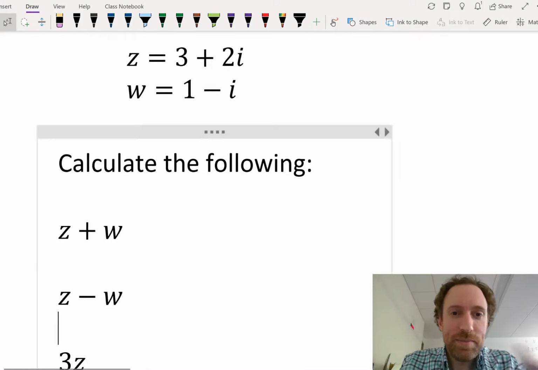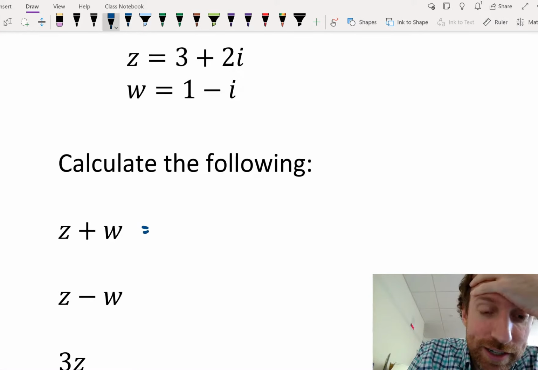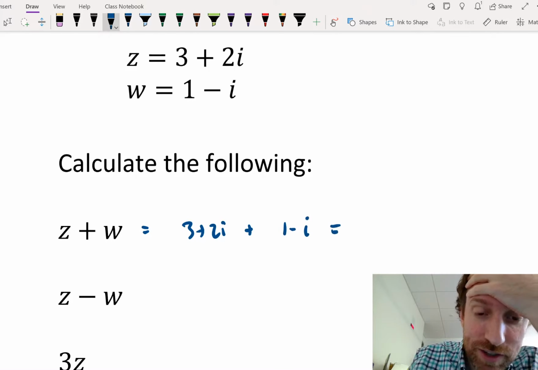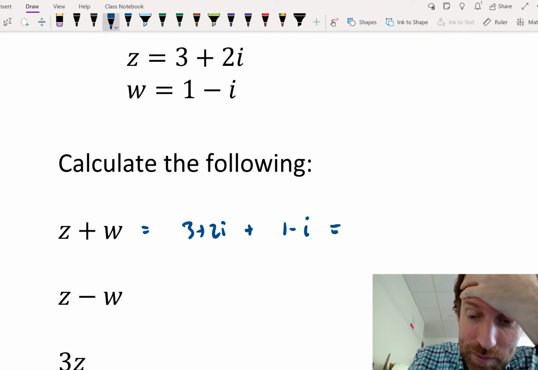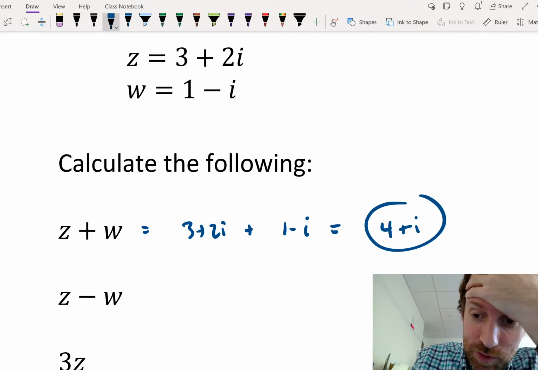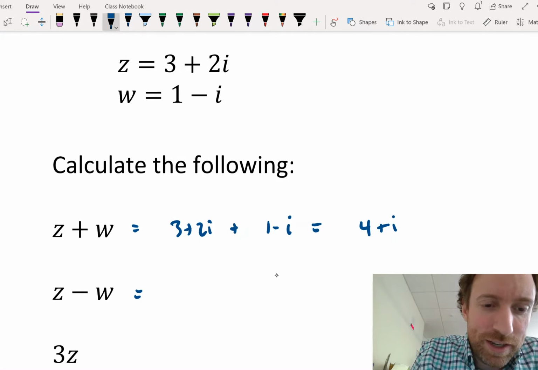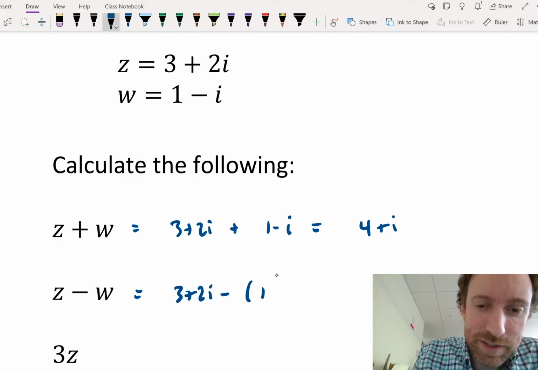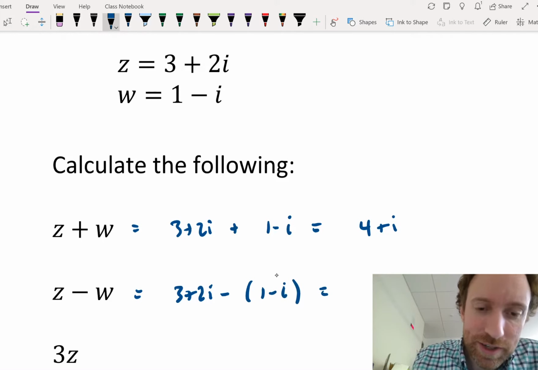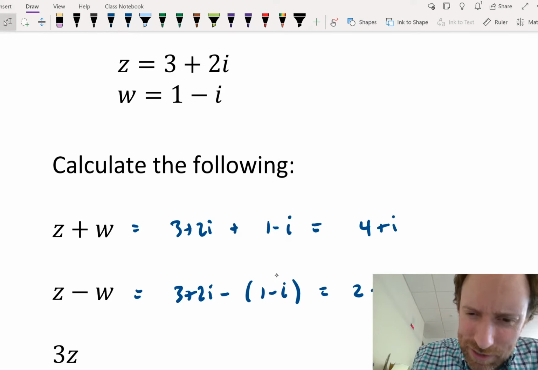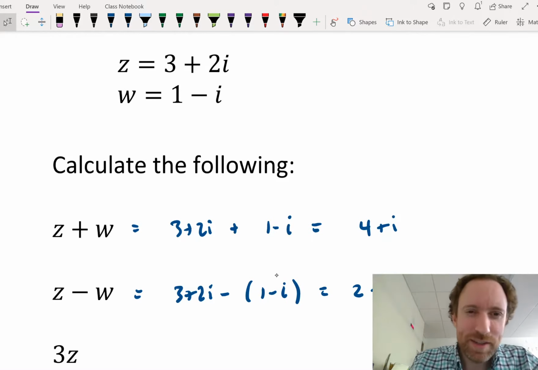Okay, so z plus w, you probably figured this out. Essentially all you're doing here is combining like terms. This becomes 4 for the real part, and the imaginary part is just 1i. So 4 plus i is the answer, and that's written in standard form. Similarly, z minus w is 3 plus 2i minus, and then note the parentheses, 1 minus i, so that I can distribute the minus sign, and I get 3 minus 1 is 2 for the real part, and the imaginary part is plus 3i. And that's the answer to z minus w.